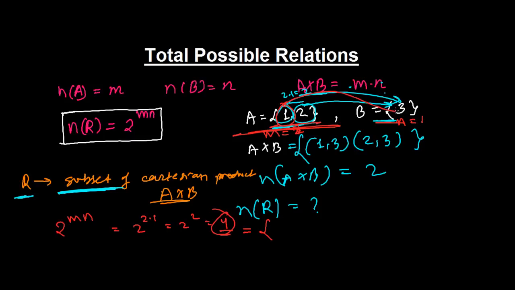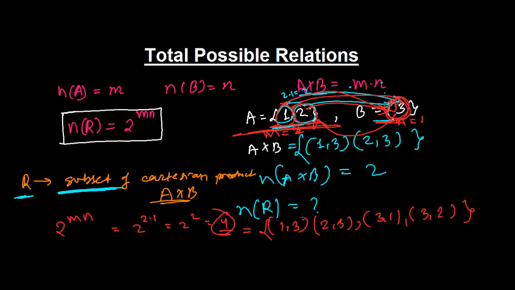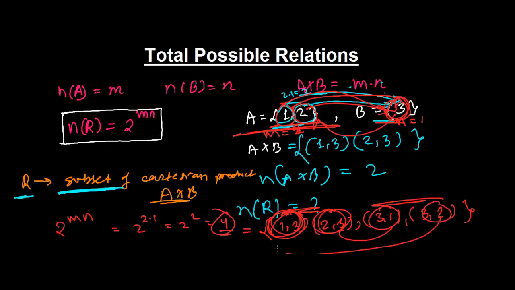It can be that 1 is related with 3, so it will be (1, 3). Similarly, 2 can be related with 3, so it may be (2, 3). It may happen that somehow 3 is related with 1, so (3, 1). It may be like 3 is somehow related with 2, so it may be (3, 2). These are the elements of the total possible relations. It's not exactly the relation, but the total possible elements of the relations. Anyhow, these are the elements which you will find in any relationship that you are going to build from A and B.